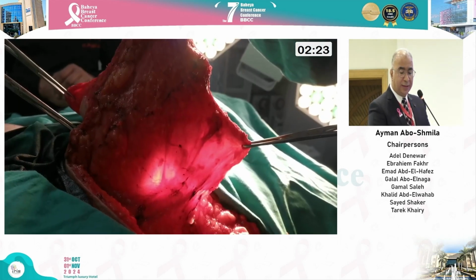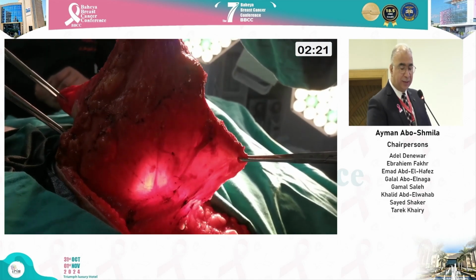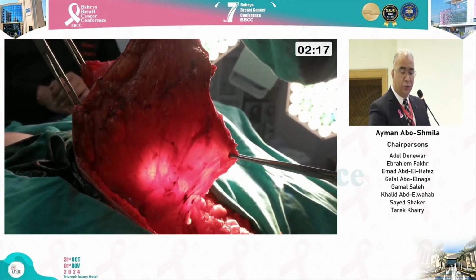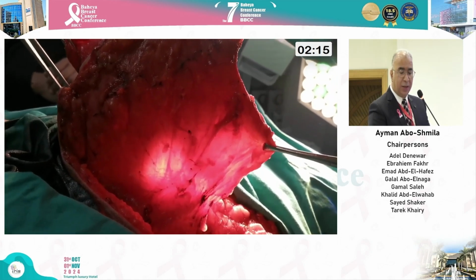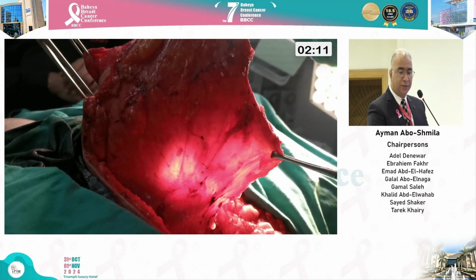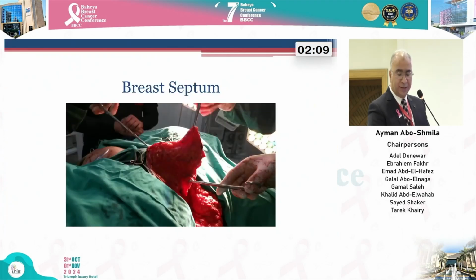This is another case. As you see here, the blood supply comes from the fourth and fifth intercostal spaces, going to the nipple areola complex, including, of course, the nerve supply to the nipple. In this case, this is a superior medial pedicle.